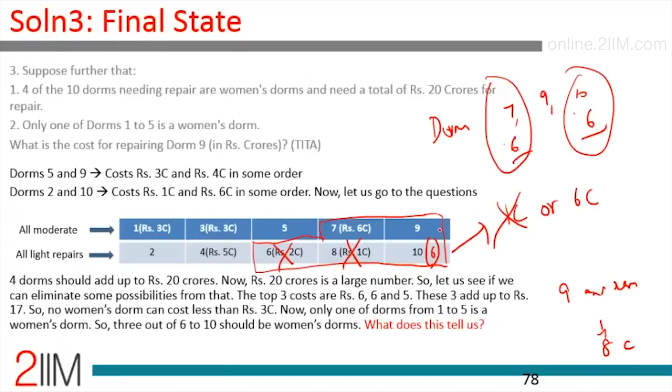We know DOM 9 can be either 3 or 4. If 9 were 3, the remaining should cost 5. If 9 were 4, the remaining should also cost 4. Is that possible? Do we have 2 DOMs costing 4 crores each? No. So 9 cannot be 4. 4 plus 4 is not possible. So DOM 9 is only 3 crores. The remaining DOM from here should be this 5 crore one. So the question, what is the cost of repairing DOM 9? That is 3 crores.